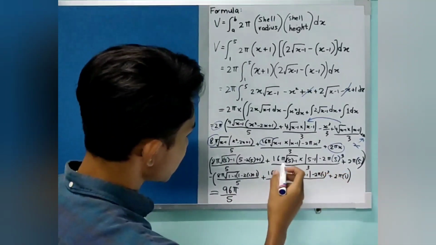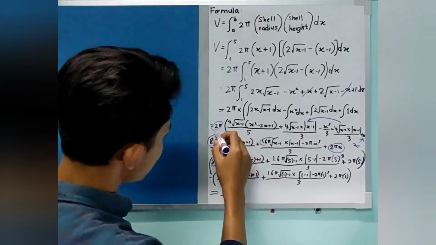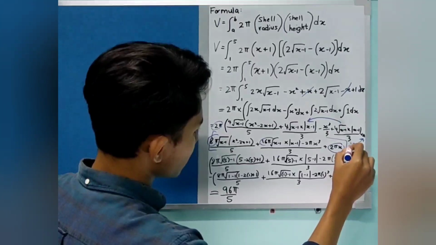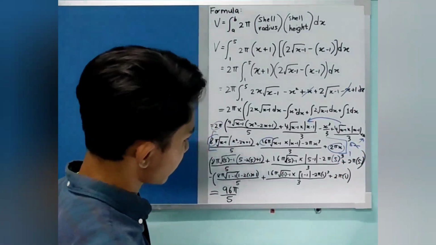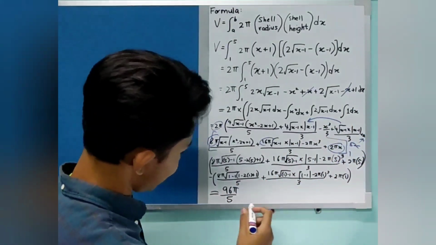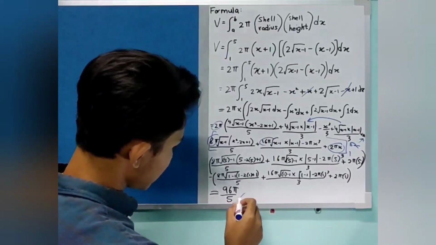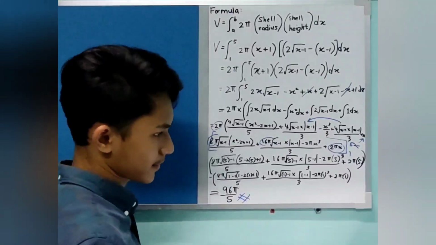From this equation, from here we do a bracket 5 1, and we calculate. We got the final answer here is 96 over 5 pi. Thank you.